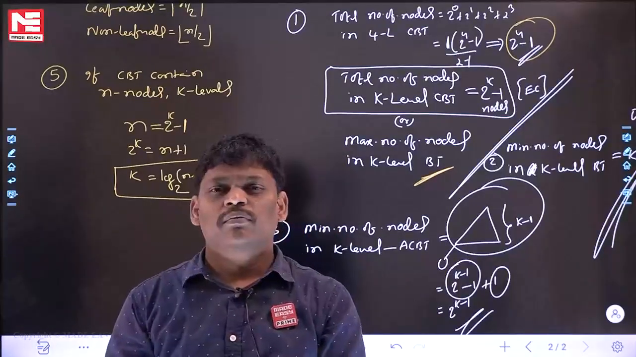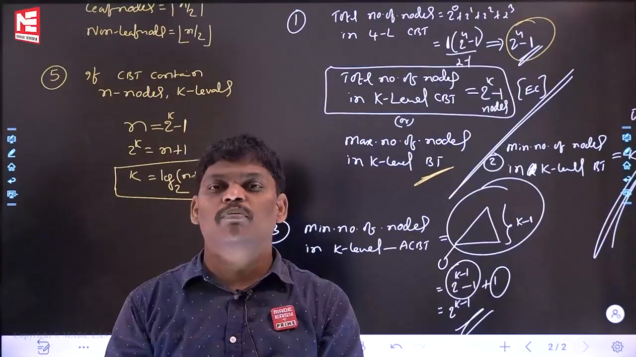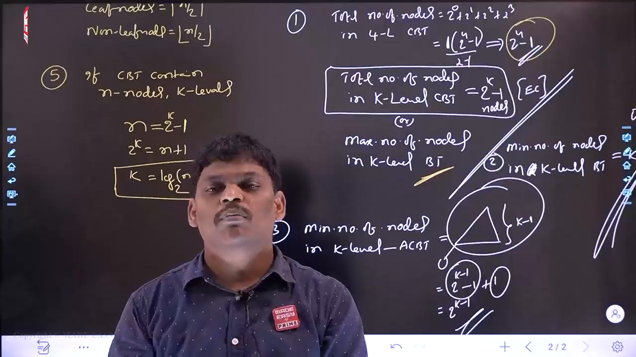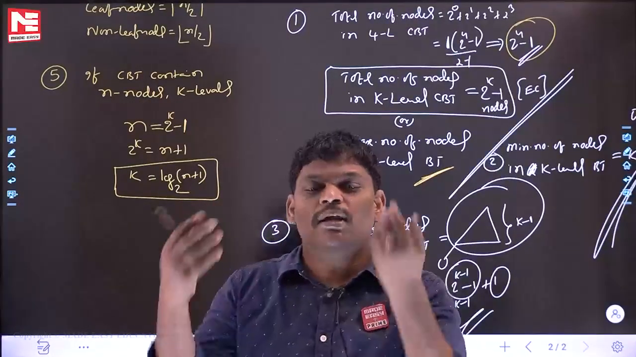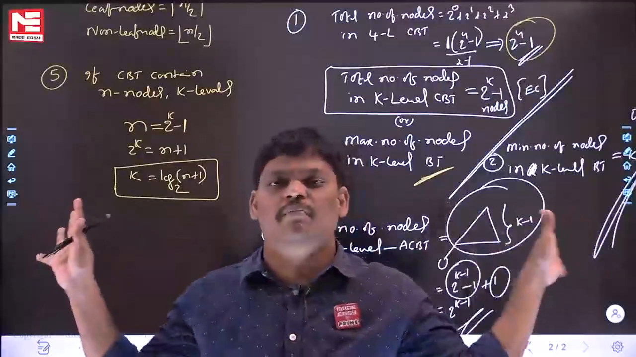What is the answer? 15 plus 1, 16. Log 16 base 2, what is the answer? 4. Minimum number of levels is 4. Maximum also 4 only, because it is a complete binary tree. In the complete binary tree, minimum, maximum, everything is the same.